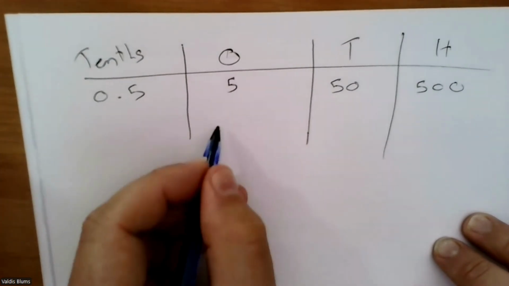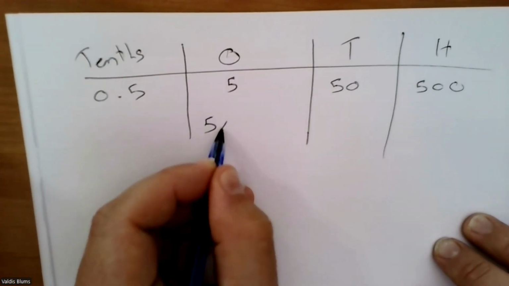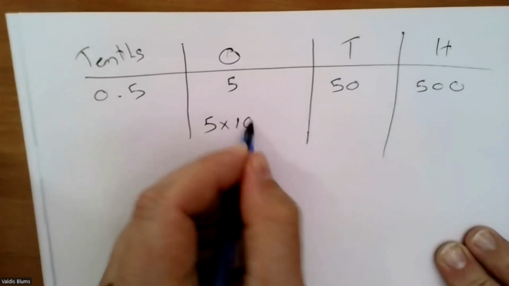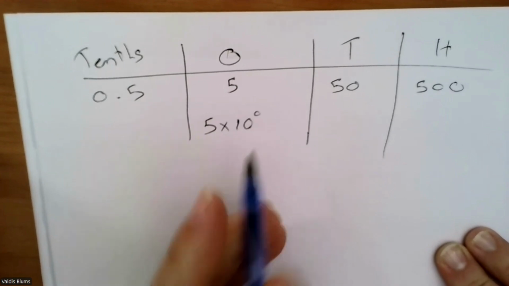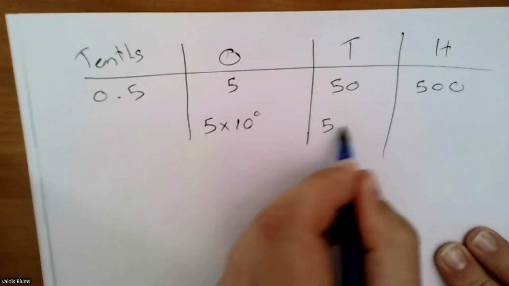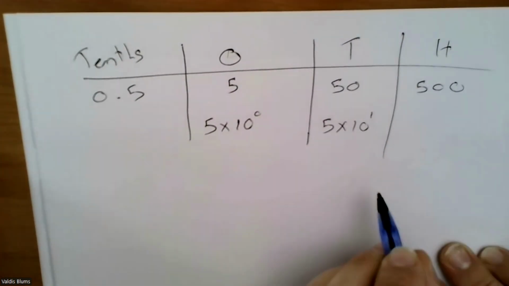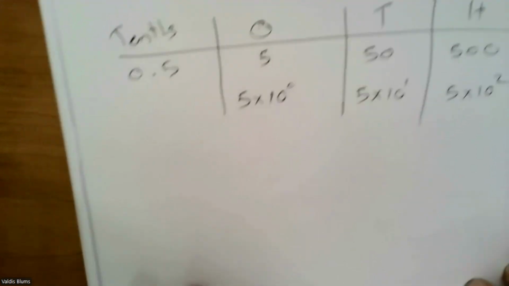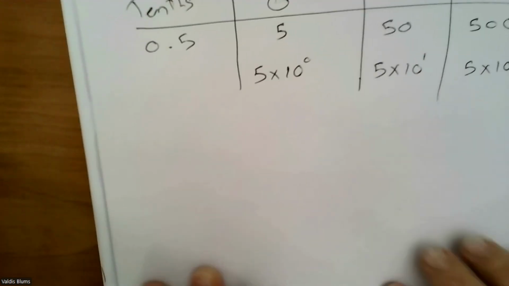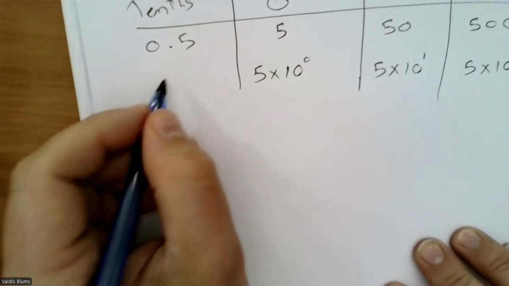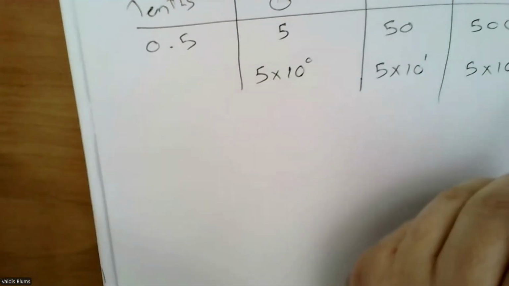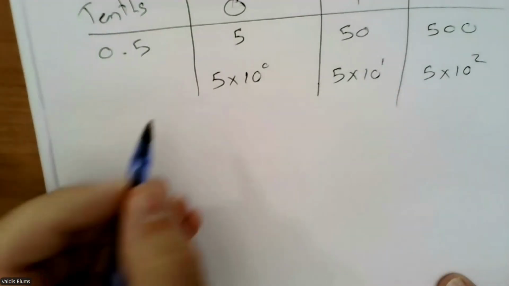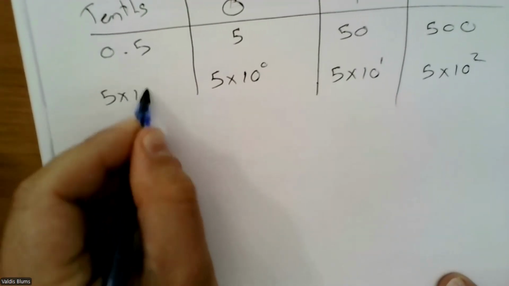Now, writing this in scientific notation, something that you should have seen maybe a year or so ago, we have 5 by 10 to the power of 0, because 10 to the power of 0 is a 1. For 50, that'd be 5 by 10, so we'll represent that as 10 to the power of 1. 500, let's go 5 by 10 to the power of 2, because it's 5 times 100. And then for 0.5, if we just go off these patterns, we have 2, 1, 0, so this would be negative 1. So 5 by 10 to the negative 1.